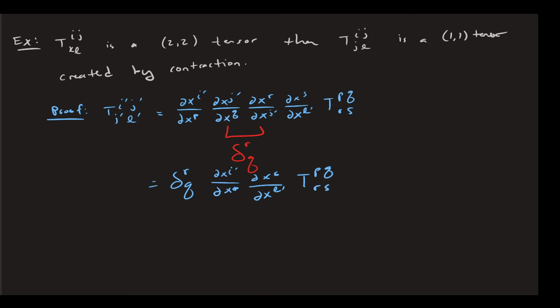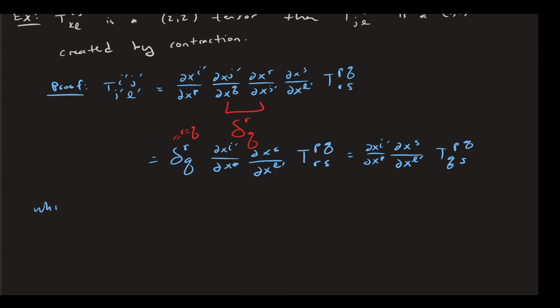And now R is supposed to be set equal to Q. So here we say R is going to be Q. And then we get ∂xi'/∂xp, ∂xs/∂xl', T^pq_qs, which is a 1-1 transformation, which is the transformation of a 1-1 tensor.